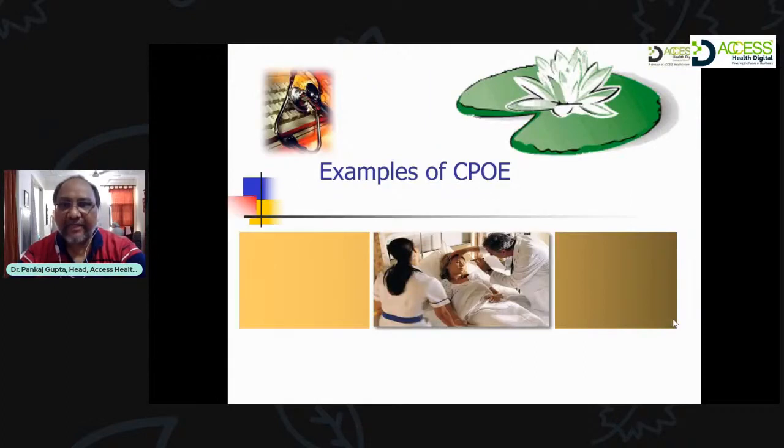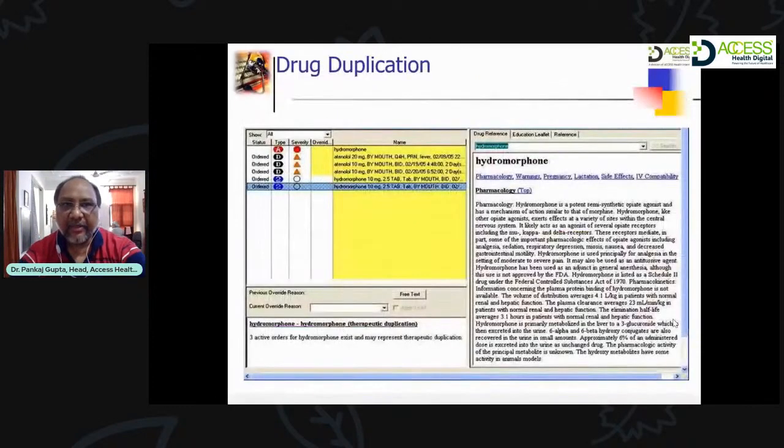I'll go into some of the examples of CPOE. Here is an example of drug duplication. So you can see there are three active orders of hydromorphone. And this is something which should not have been done for sure. So the system gives an alert and says, why are there three orders of hydromorphone?